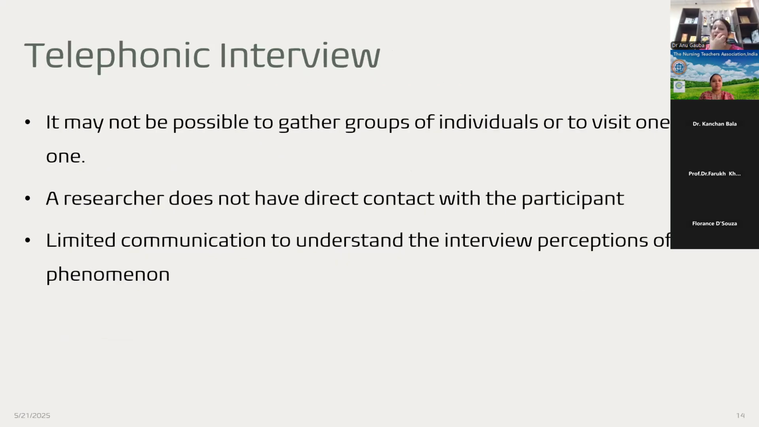Now, we have telephonic interviews also. See, sometimes we are not able, or we can say that it's not possible, to gather all individuals, all people at one place. So what we can do, we can connect them on phone. We can carry out the interviews on phone, so that we can collect more and more information through phone only.